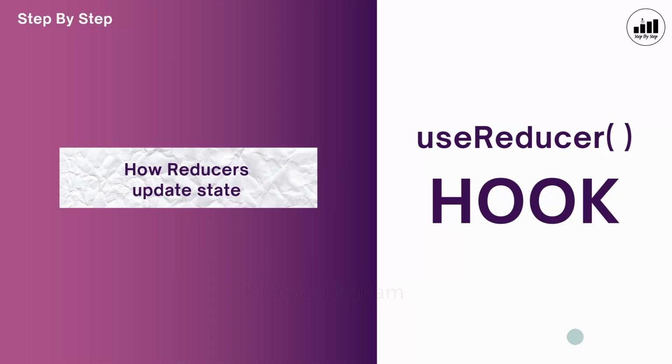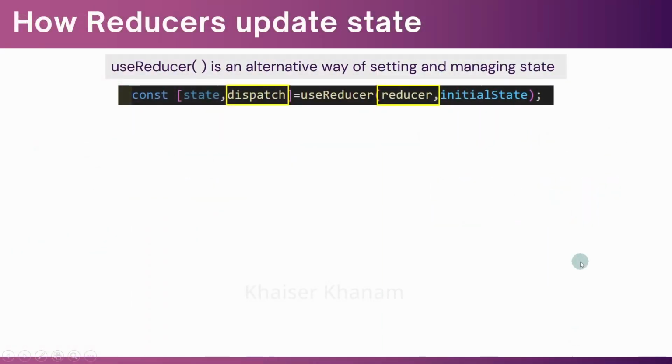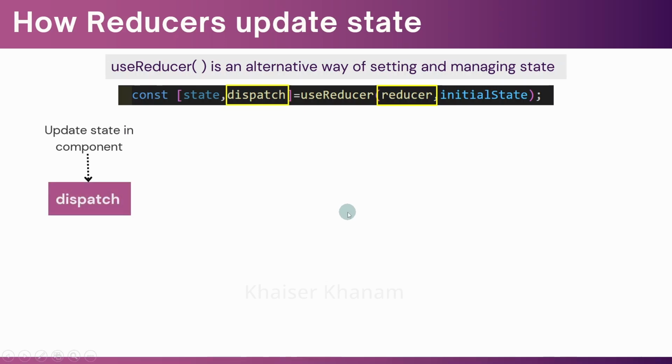Let us now understand how the reducer function is going to update the state. Now we already know useReducer is an alternative way of setting and managing the state. And this is how we are going to create our useReducer. So now whenever we want to update state in a component, we are going to call our dispatch function. And this dispatch function we got in return from this useReducer hook.